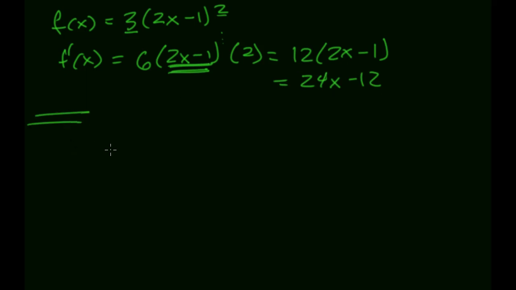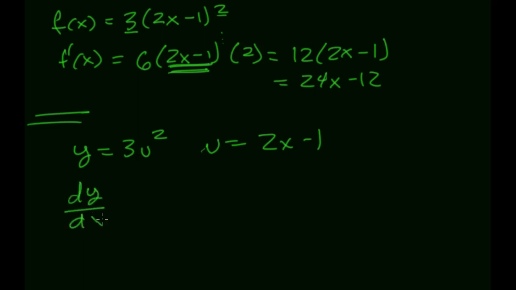Let's frame the same problem slightly differently. Let y be 3u squared. That's the outside function: take something, square it, and multiply it by 3. And then let u be equal to 2x minus 1. That's my inside function. If I compose these and put them all together, I get f of x. So let's take the derivative of y with respect to x.